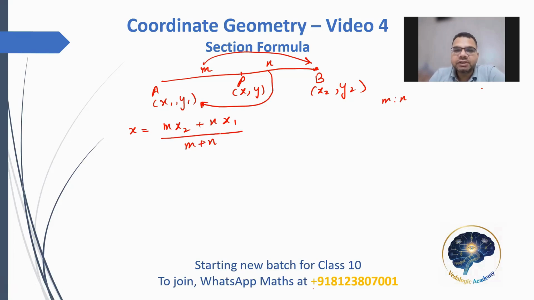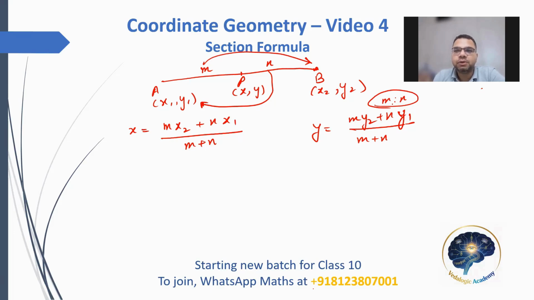So the denominator part, which is m plus n, remains constant. That will not change. Even for the y value, this will remain m plus n only. Only the coordinates which we have taken for x we take for y. So the y value becomes m times y2 plus n times y1 upon m plus n. So this is how we are going to find the coordinates of P, which are x and y. This is very important to understand, like how we are using the m is to n ratio to get the coordinates of P.